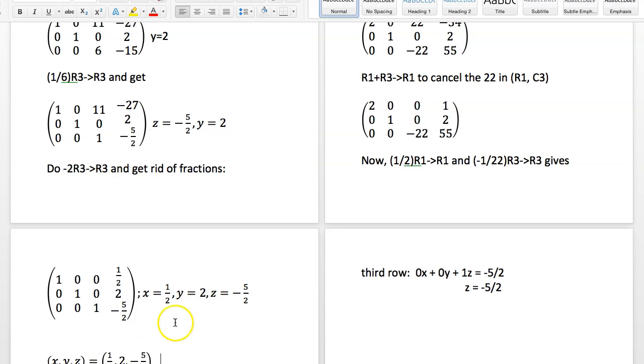Now guys, remember when you write the ordered triplet, X has to come first, Y has to come in the middle, Z has to come last. That's that for this problem. Now if you ever have 4 variables, X, Y, Z, W, X first, Y second, Z third, W fourth. We don't have a W in this problem, but anyway.